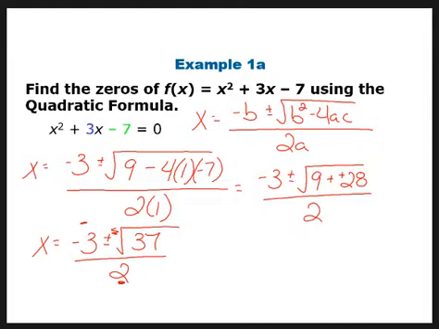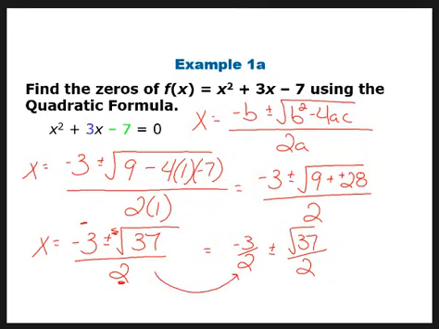Now again, some books will take it a little bit further, and they'll say you actually have negative 3 over 2 plus or minus the square root of 37 over 2. Either answer is correct. You just have to understand that going from here to here, they're just taking this 2 and dividing it into both of the terms that are on the top. Essentially that's what happens if you have something that's all over the same number.